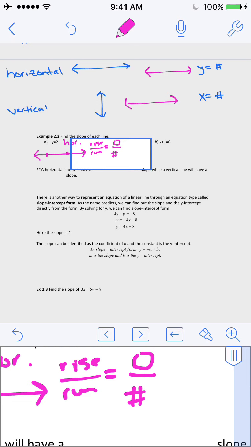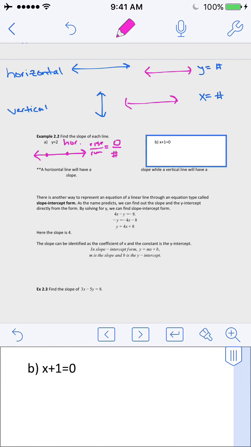We'll come back to what that means in just a sec, but let's take a look at the other one. Recall that this is the same thing as x equals -1, right? So it's a vertical line. Looks kind of like this, right? And we could pick any 2 points we want on there. Pick any 2 points on the vertical line.